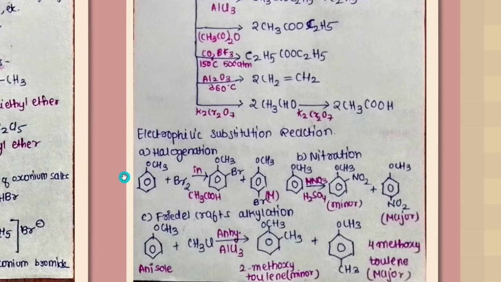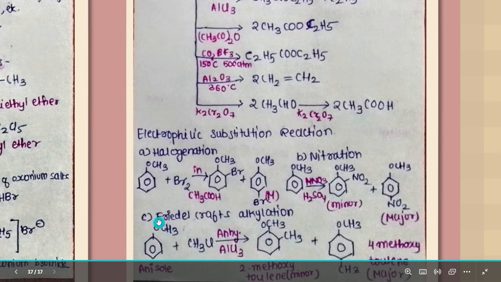First is halogenation. This benzene ring attached to OCH3 plus Br2 in CH3COOH will give me bromine at the ortho position and bromine at the para position, wherein bromine at the para position is the major product. Now, if I do nitration, that is reaction of this benzene ring attached to OCH3 with HNO3 and H2SO4, it will give me a minor product with NO2 at the ortho position. NO2 at the para position would be the major product.